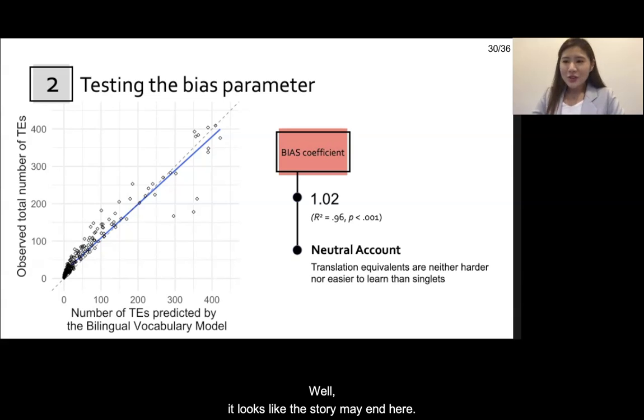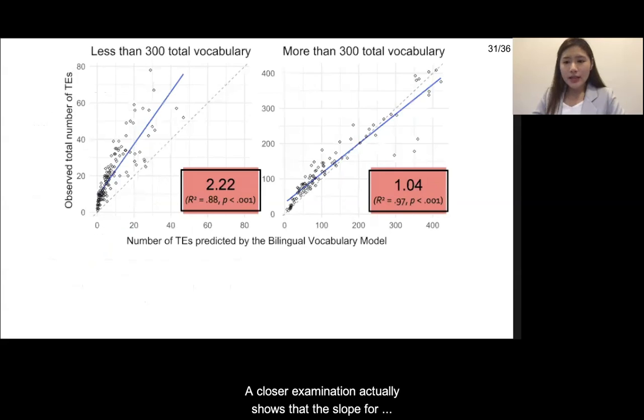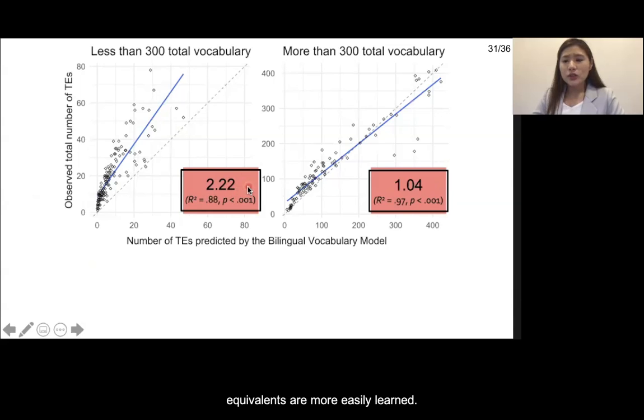Well, it looks like the story may end here, but there are some additional findings that we want to share with you. A closer examination actually shows that the slope for younger children with smaller vocabulary size is steeper. And the bias parameter suggests that translation equivalents are more easily learned. Whereas the bias parameter for older infants with larger vocabulary size is still close to 1.